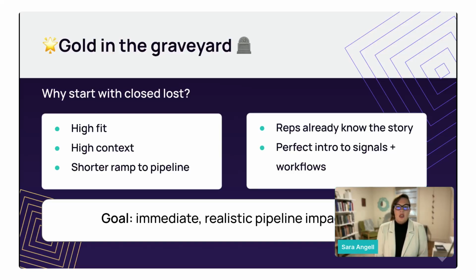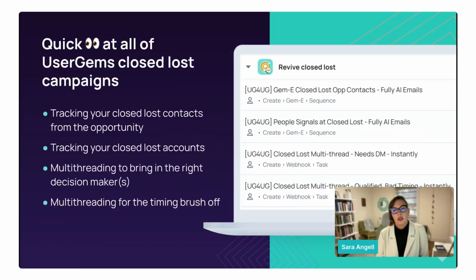So you don't have to teach reps a whole new motion here. Most, especially the really good reps, know to go after closed lost and look for those. So this is usually an easy one for the team to adopt too. You make it easier for them and they're happy to jump on it. So for a classroom environment, I think it's the perfect starting point. You get to see the mechanics of a workflow and realistically go back to your team and run this.